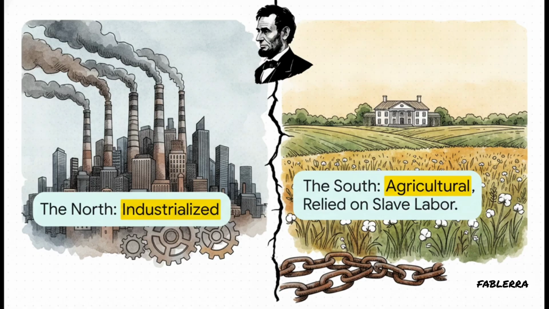The geographic divide was incredibly stark. You have the North, highly industrialized, heavily populated, and made up of free states, and then the South, an agricultural economy fundamentally reliant on slave labor. So when Abraham Lincoln was elected, the South feared he was going to outlaw slavery, triggering South Carolina and others to secede from the Union entirely.